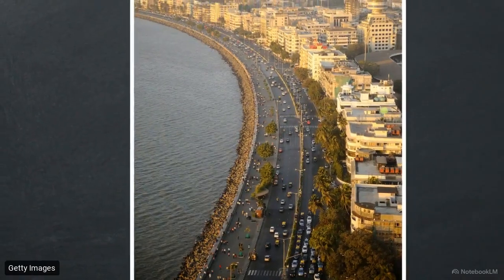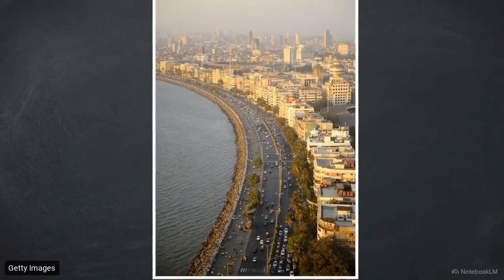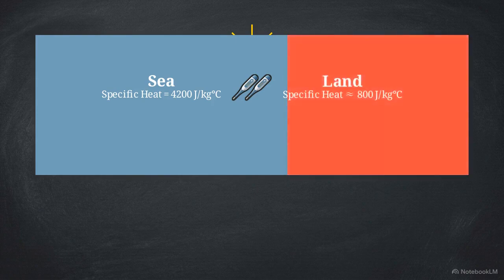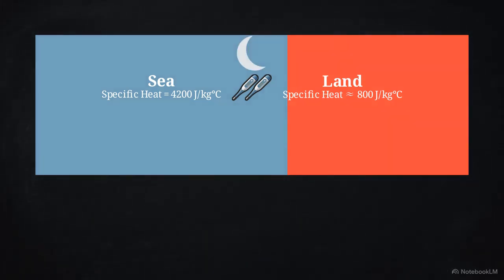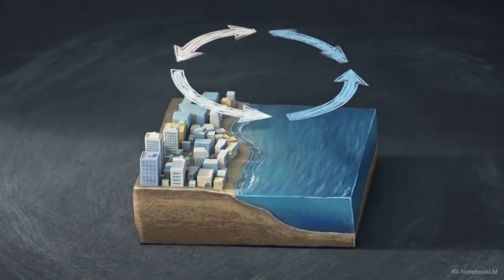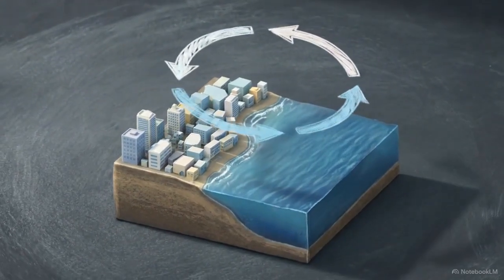Scaling up from human engineering to planetary mechanics, we see this exact same dynamic at work along coastal boundaries. During the day, the land, which has a low specific heat, heats up quickly. The warm air above it rises, drawing in cool air from the sea, creating a daytime sea breeze. At night, the process inverts. The sea, with its massive specific heat capacity, retains its warmth long after the land has rapidly cooled, reversing the airflow into a land breeze. The microscopic resistance of water molecules directly flattens the temperature variations of these coastal environments, shielding cities like Mumbai from extreme seasonal temperature swings.